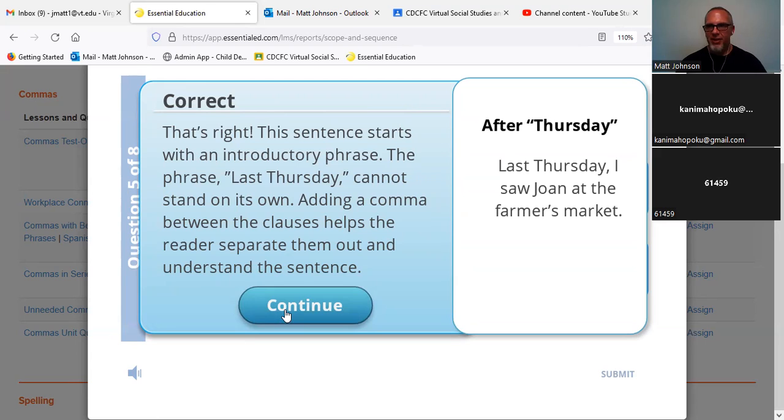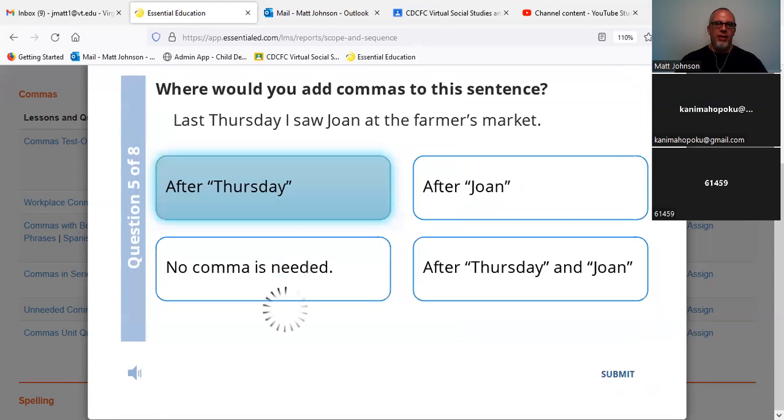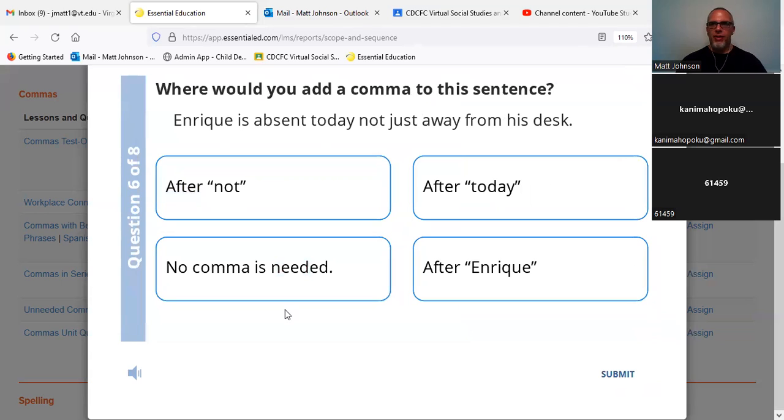Right? It doesn't stand on its own. It's not a complete sentence, for one. And basically, adding a comma between the clauses helps the reader separate essential information from non-essential information. Enrique is absent today, not just away from his desk. So Enrique is absent today. Complete idea there, right? So our comma is going to come after today.